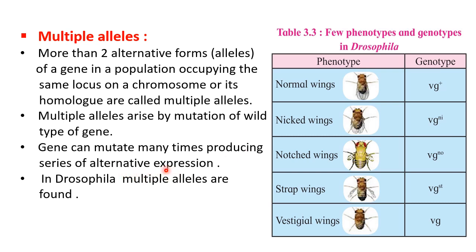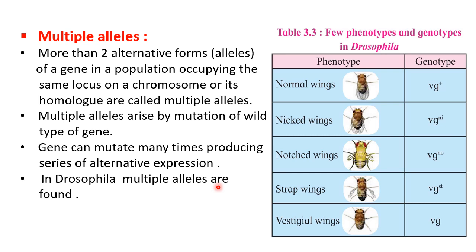Now you know that mutation means that there is a sudden change in the genetic makeup of an individual. Due to this mutation or change in genetic makeup, an individual or organism develops different abnormal characters. In Drosophila, multiple alleles are found.